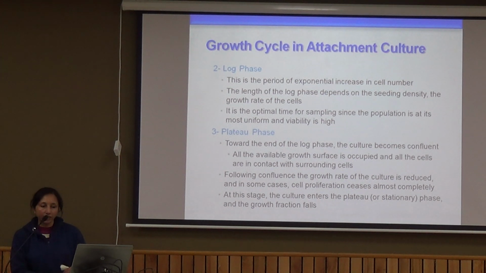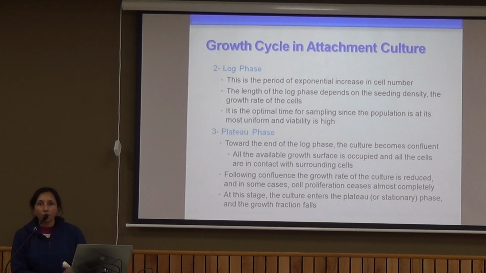Toward the end of the log phase, the culture becomes confluent. All the available growth surface is occupied and all the cells are in contact with the surrounding cells. Plus, all the nutrients that were provided in the beginning start becoming exhausted, and waste materials start to gather up. Waste material starts accumulating.